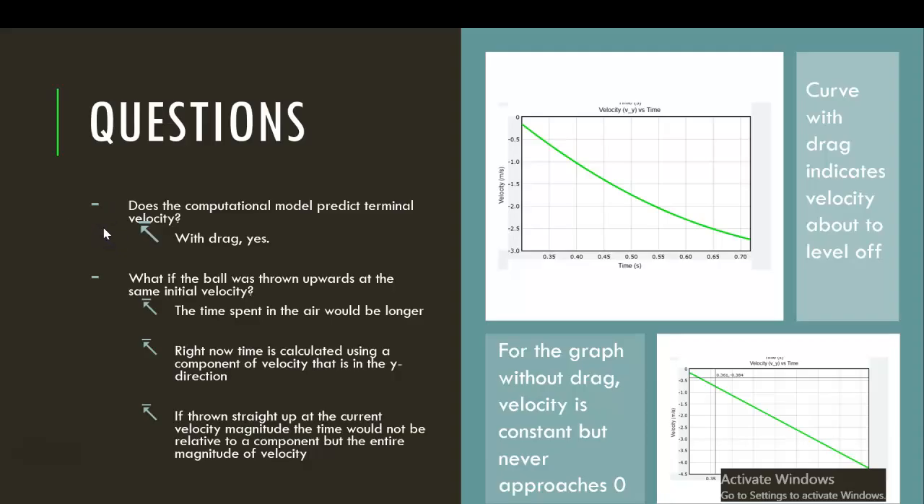So, does the computational model predict terminal velocity? The model with drag predicts terminal velocity in the near future due to the fact that the velocity in the y direction over time is approaching 0 net change, indicating 0 acceleration and thus 0 net force. And what if the ball was thrown upwards at the same initial velocity? The time in the air would be longer due to the larger component of velocity being in that direction.